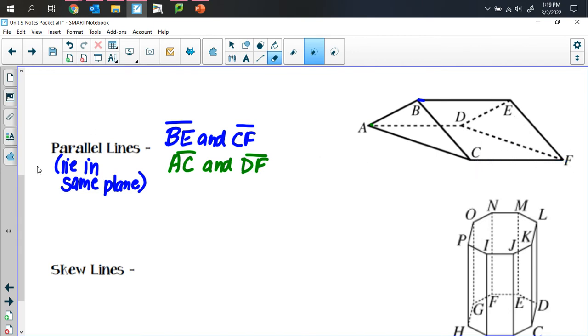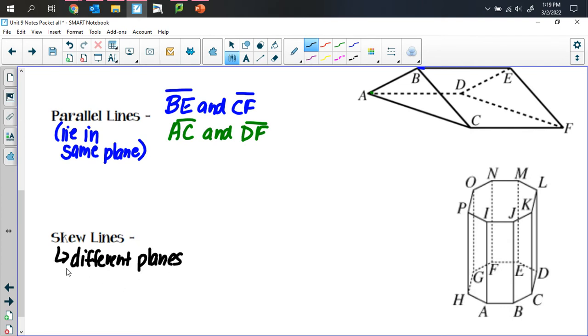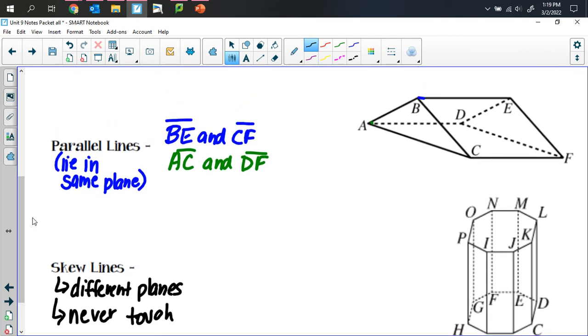If you take a look here, we have one more definition, which is going to be skew lines. And skew lines are in different planes. So it's basically like we would need some different pieces of paper. But the crazy cool part about skew lines is that they also will never touch. And a lot of times what you're going to see here is that one of the lines is going to be moving in one direction while the other is going to go in another direction.